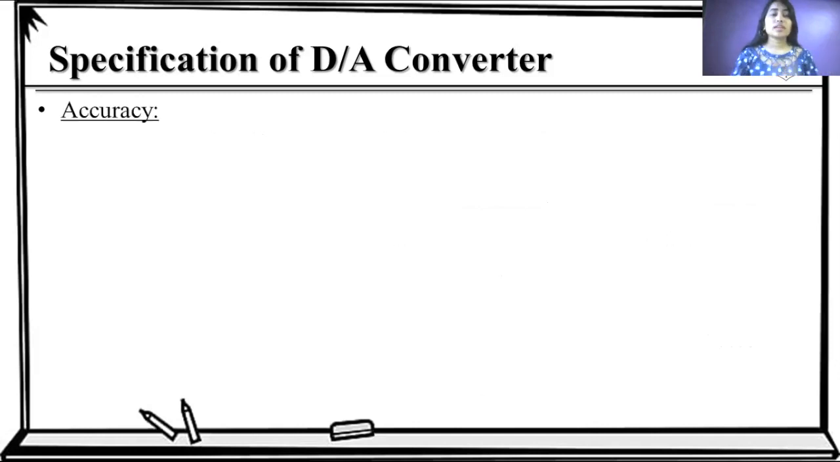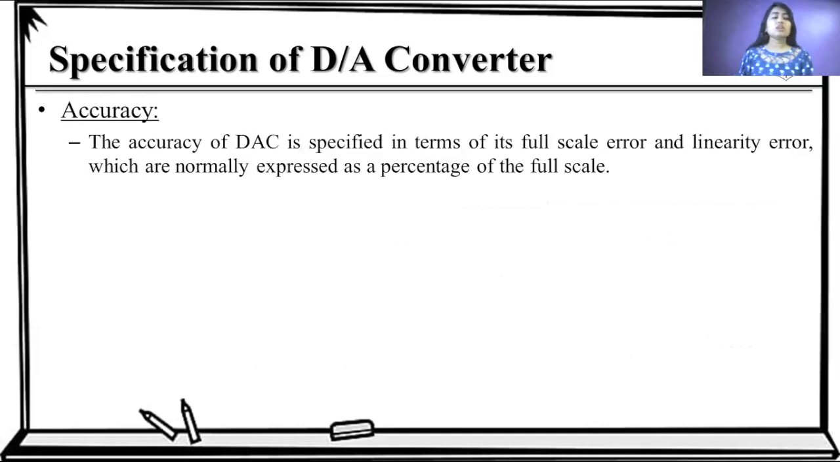Then the second term, accuracy. The accuracy of a digital to analog converter is specified in terms of its full scale error and linearity error, which are normally expressed as a percentage of full scale.